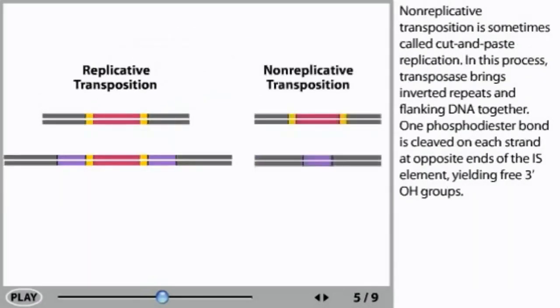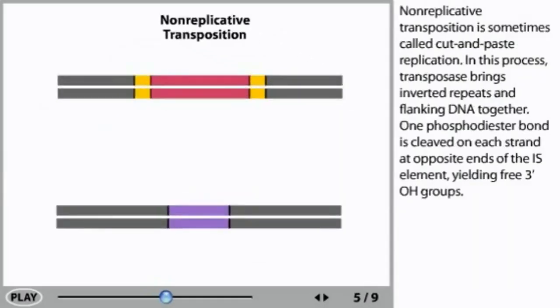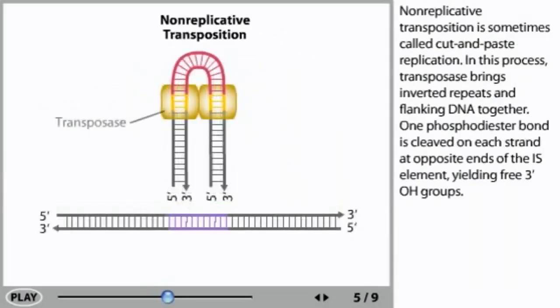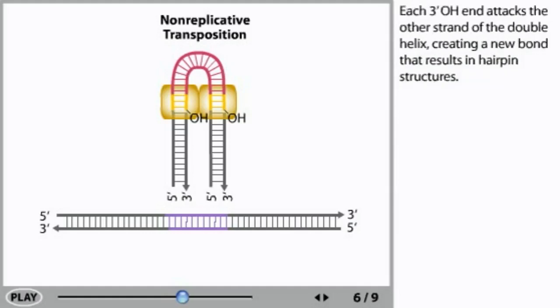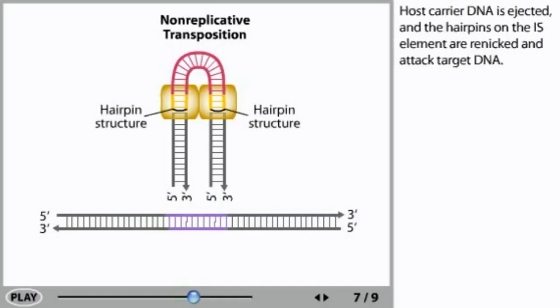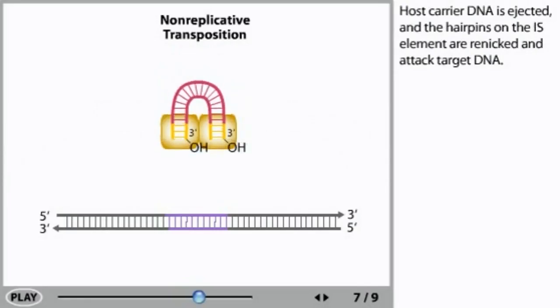Non-replicative transposition is sometimes called cut-and-paste replication. In this process, transposase brings inverted repeats and flanking DNA together. One phosphodiester bond is cleaved on each strand at opposite ends of the IS element, yielding free 3' OH groups. Each 3' OH end attacks the other strand of the double helix, creating a new bond that results in hairpin structures. Host carrier DNA is ejected, and the hairpins on the IS element are renicked and attack target DNA.